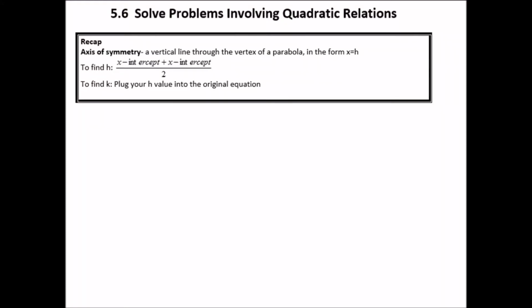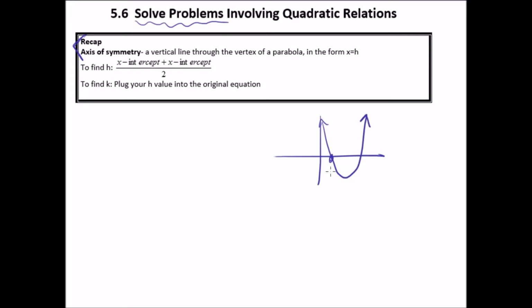Okay, 5.6 is solve problems involving quadratic relations. So that's going to be our focus right now, solving problems. I'm going to recap what an axis of symmetry is. It's the vertical line through the vertex of a parabola. I'm just going to give you a visual example right here.